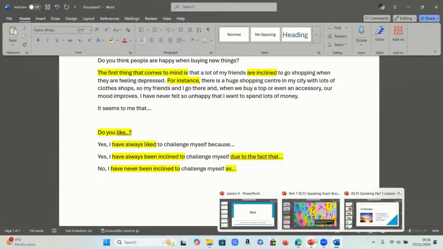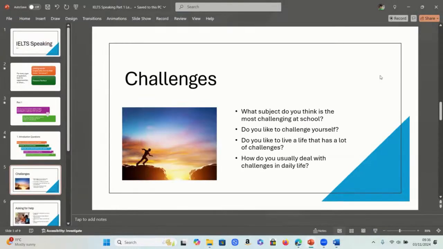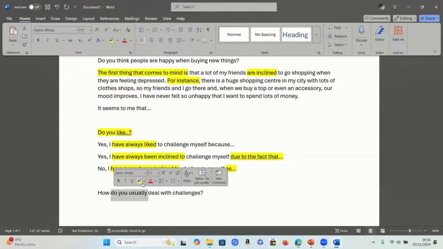Just to finally go over, there were two "do you like" questions, I remember. How do you usually deal with challenges? So they're basically testing your present simple. So what are they doing? The main part of this is "how do you see?" So that's a present simple question.